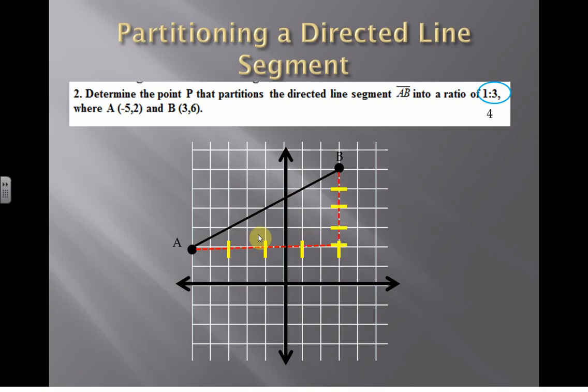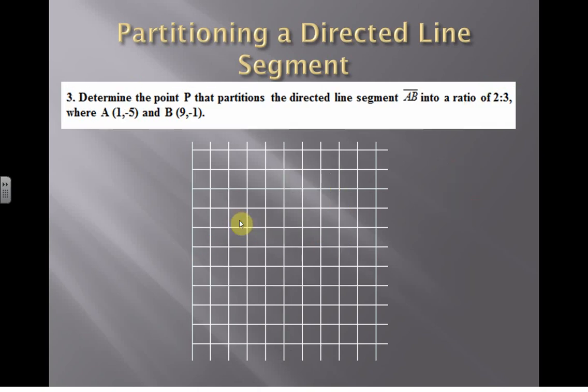Okay. So now again, order matters. So from A, I'm going to go 1. Look at that. And from B, I'm going to go 3. So from B, I'm going to count 1, 2, 3. So right there. So this point where they hit, that is the partition point. So our answer for this would be the coordinate negative 3, 3. Okay, let's do another example.